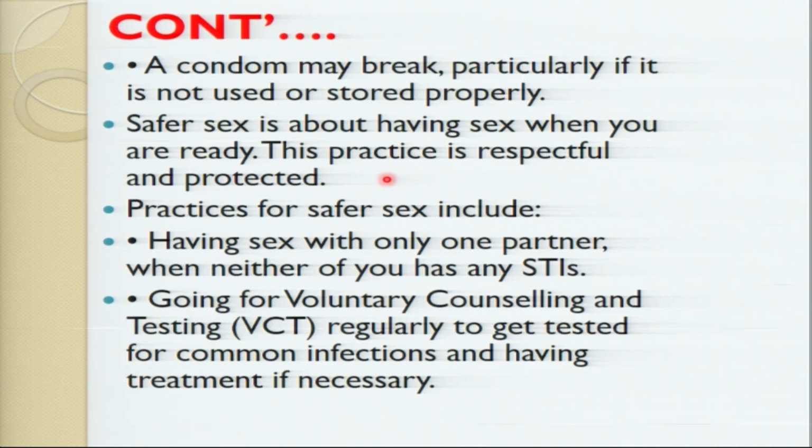We go back to what I mentioned at the beginning. I mentioned the two partners must be in a monogamous union. Talking about a monogamous union, it means that there must be one husband, one wife. So having sex with only one partner, that is a monogamous union. And both of you have to be tested, and you test that neither of you has any STIs.